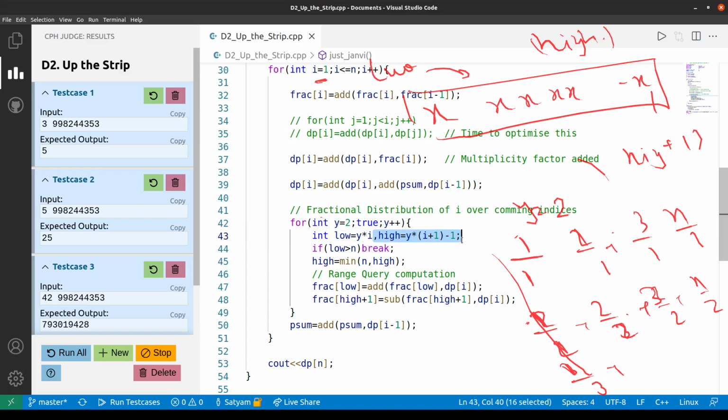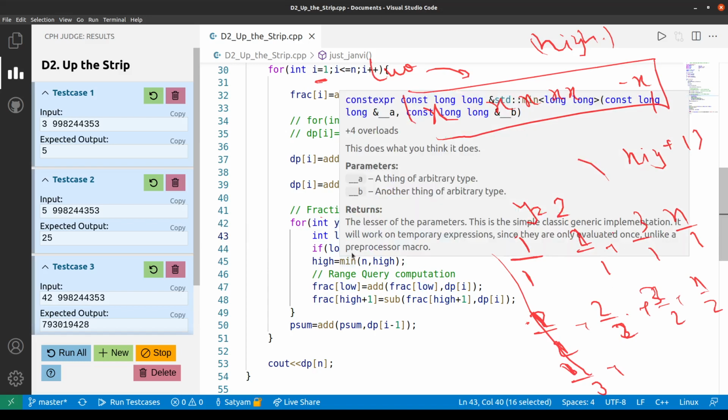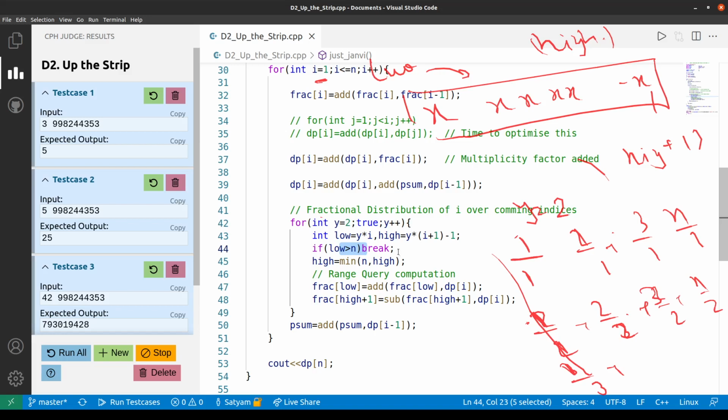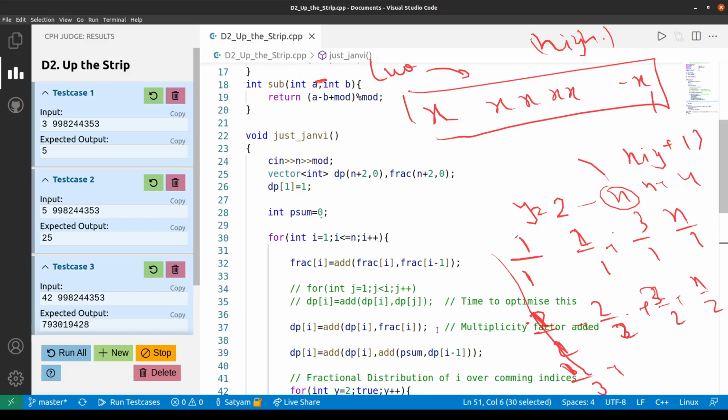And here we are simply getting the low and the high of the particular ranges, and we will go till the low does not exceed n, and we are taking min here to bound the boundaries of high, because it can be possible that the low will be less than n and high will be something like n plus 5. So we only have to take till n, as we declare our vector till n, so it does not give a segmentation fault. And simply I am doing here the range query, adding fracs, adding dpi and subtracting dpi at high plus 1, and this will be for the first transition that we are going to add, and simply here the modular expressions.